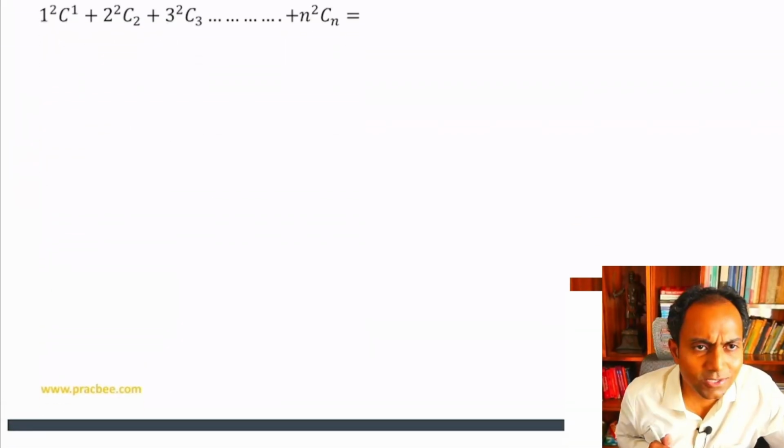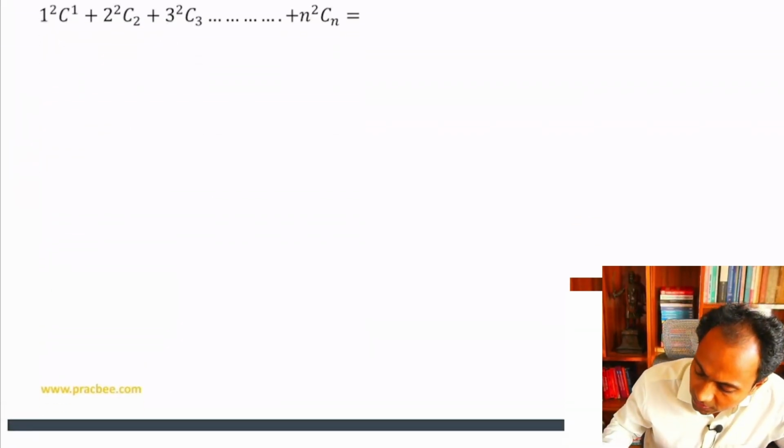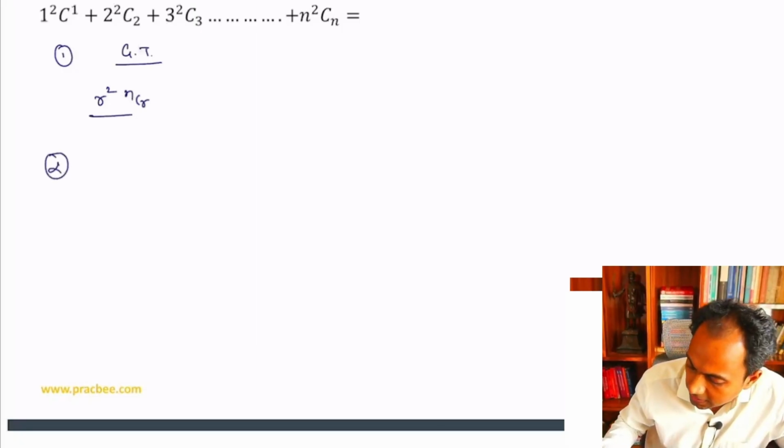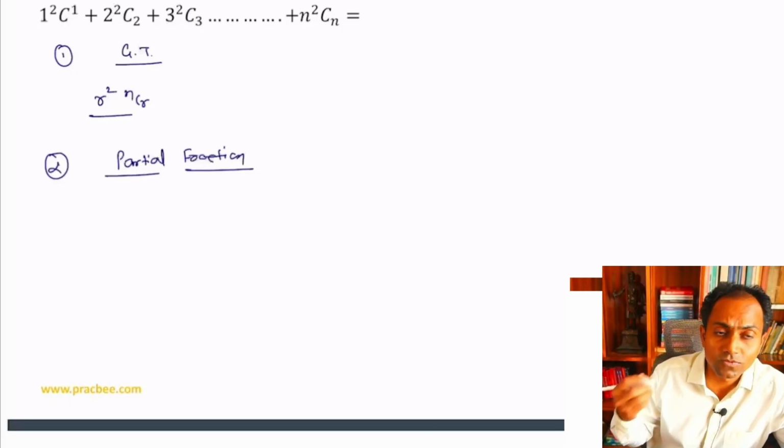Like in this case, r square nCr. So what we are going to do is, first we are going to write the general term. So my general term is going to become r square nCr. Second part, I am going to use partial fraction. So what I am doing is I am trying to break it down in a certain way. Observe this thing, this is very important.